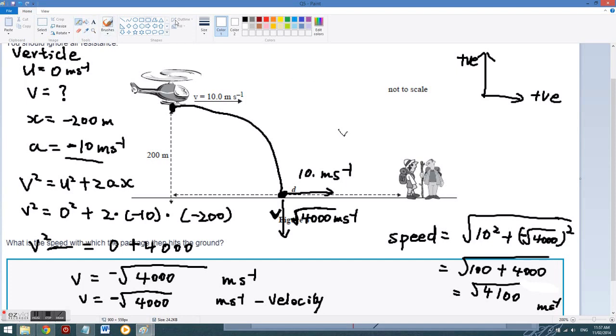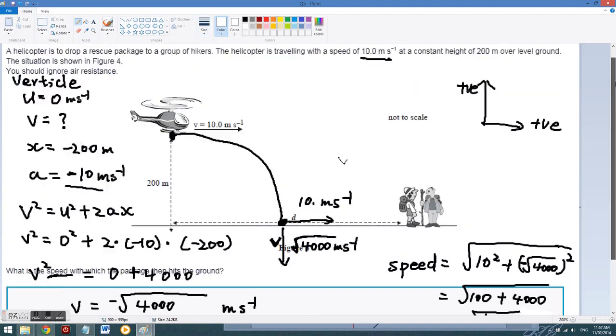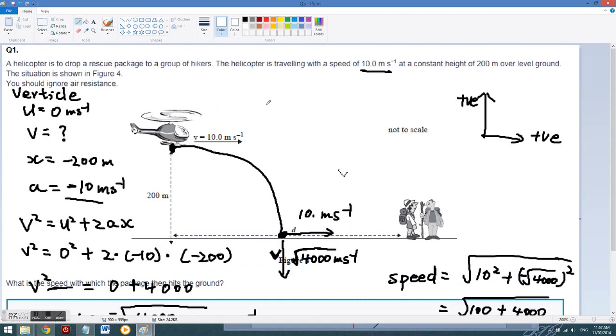The important thing here is just to remember that when doing two-dimensional projectiles, break it into horizontal and vertical components. We will do some more examples later.